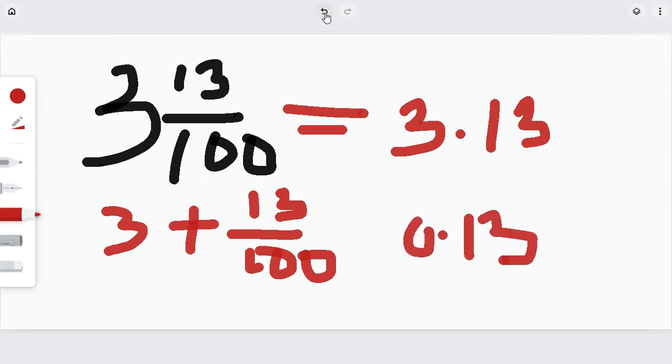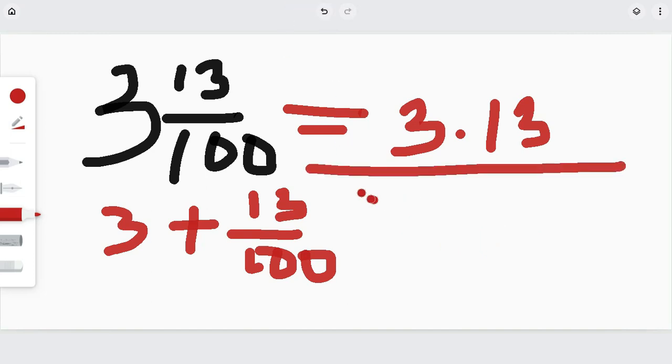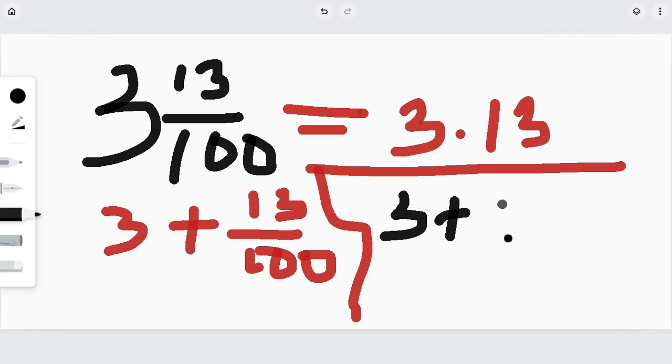If you add it with 3, I'm just drawing a bracket here so that we really mix together. Let me use a black pen so that it's a little bit clear to you. So let's say you want to add 3 plus 0.13. Don't worry about the decimal point. You want to add it together. The first thing is to understand that 3 is the whole part here, and we have 0 as the whole part. So 3 plus 0 is 3. So that will be 3.13.